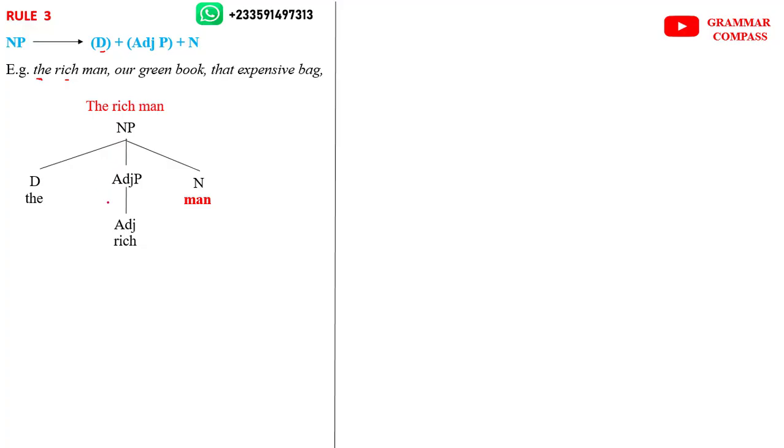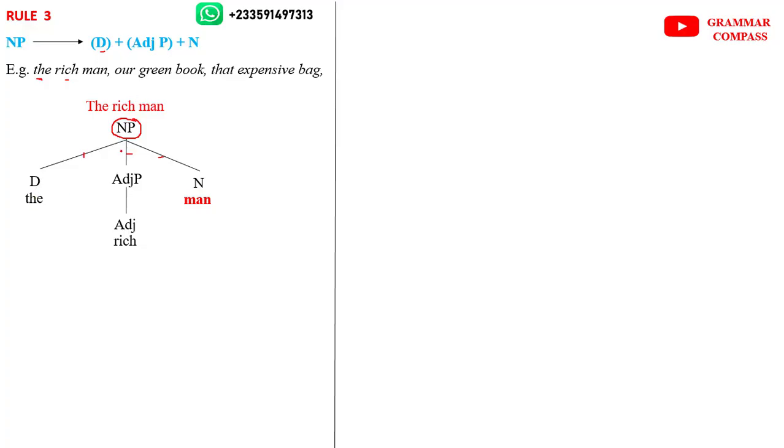So let me go over this again. First of all, you will write your noun phrase, because we are representing noun phrases. So the noun phrase here is the rich man. This noun phrase consists of three different constituents: a determiner, an adjective phrase, and a noun. Therefore, we will need three branches. These are the three branches. This is one branch, this is the next, and then the last branch. This branch is the determiner branch. So this noun phrase consists of a determiner, the.